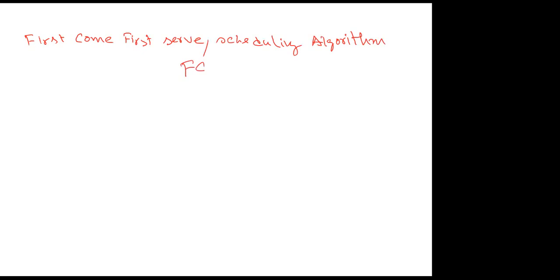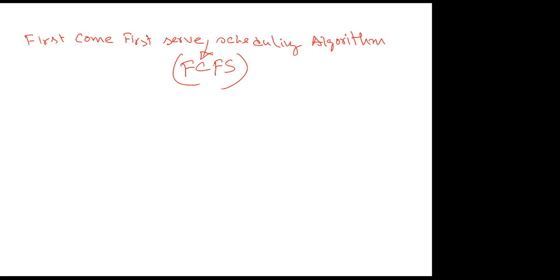The next algorithm is the first come first serve scheduling algorithm, or here we can say FCFS. Okay, FCFS, first come first serve scheduling algorithm. This is another scheduling algorithm we need to learn.